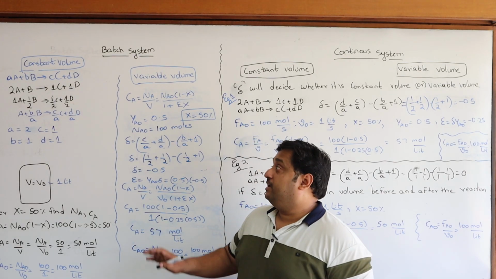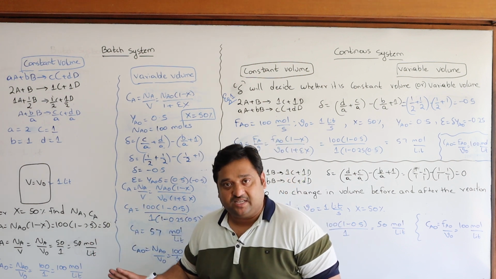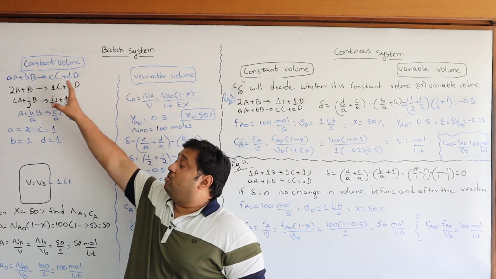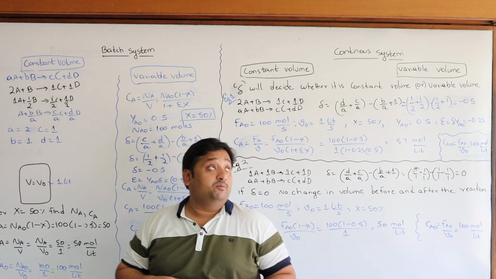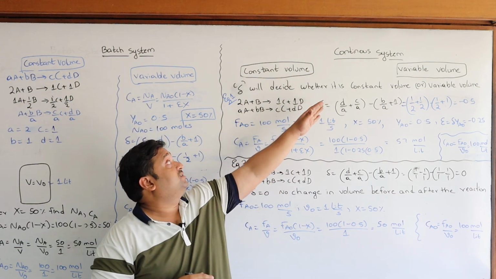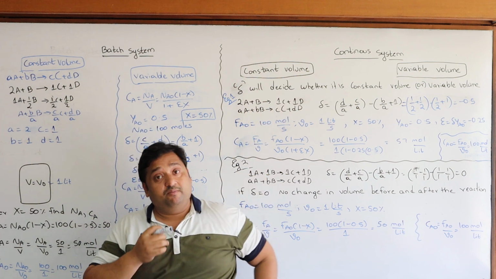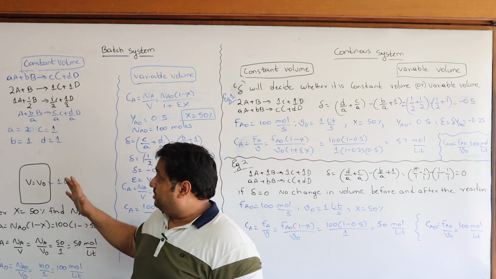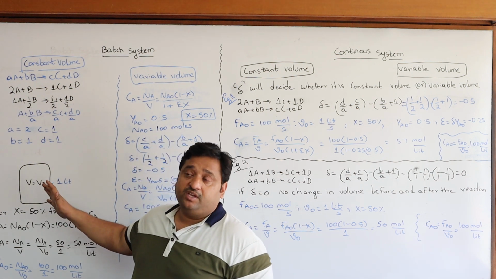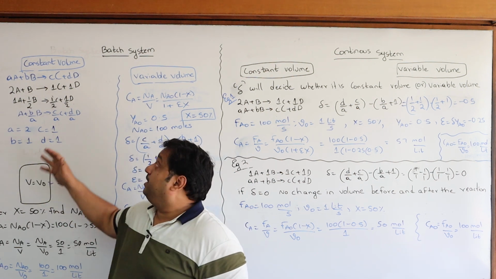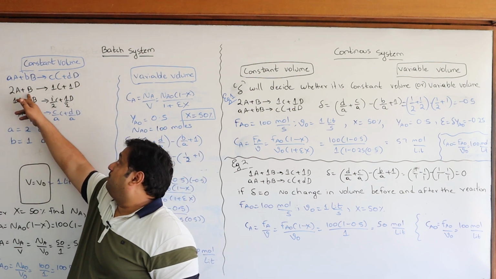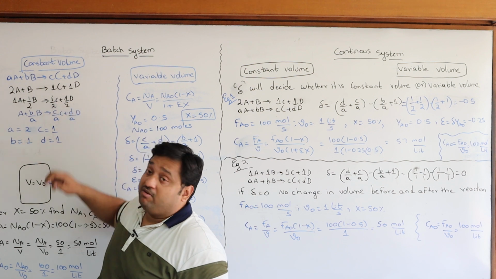Let us do a small example on what we have discussed now: batch systems, constant volume and variable volume, and continuous systems, constant volume as well as variable volume. With an example, there is a reaction that happens inside the reactor, which is a constant volume batch reactor. 2 moles of A plus 1 mole of A is giving 1 mole of C and 1 mole of T.